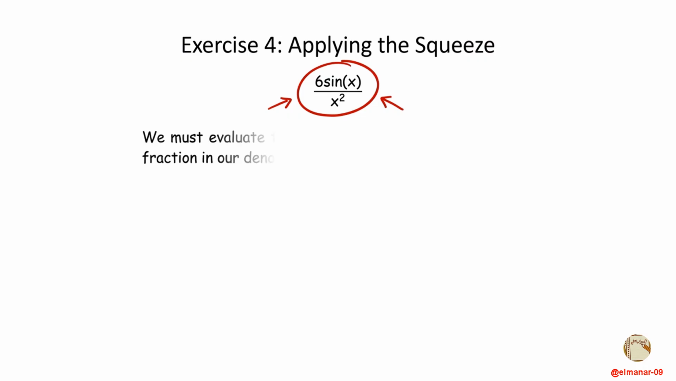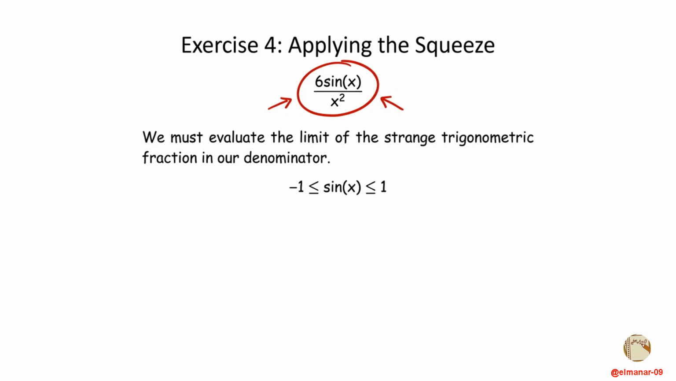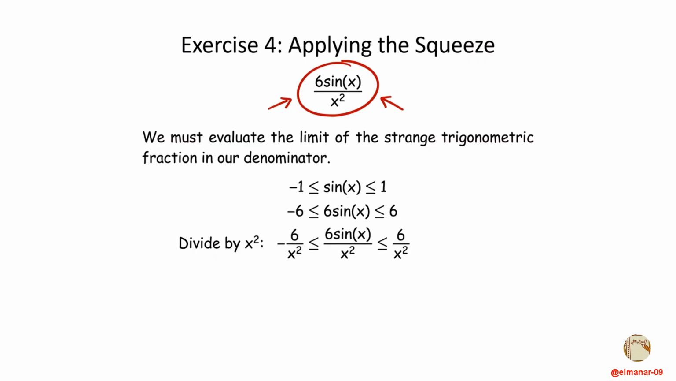In exercise 4, we encounter a strange term, 6 sine of x divided by x squared. How do we find its limit? We use the Squeeze Theorem, the guards. Step 1, -1 is less than or equal to sine of x, which is less than or equal to 1. Step 2, multiply by 6 to get -6 and 6 as bounds. Step 3, divide everything by x squared. Since x squared is positive, signs stay the same.